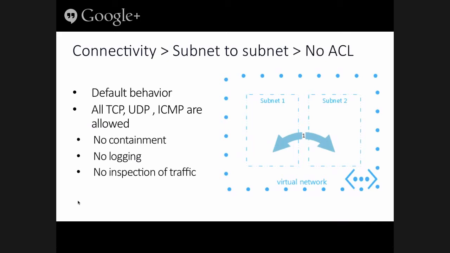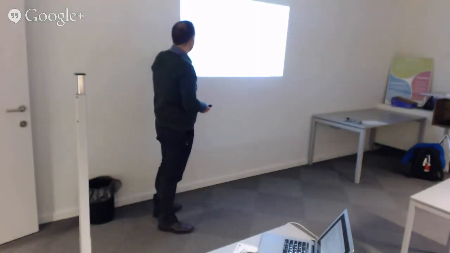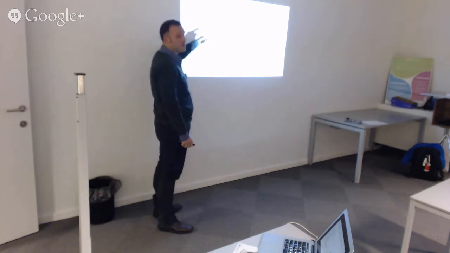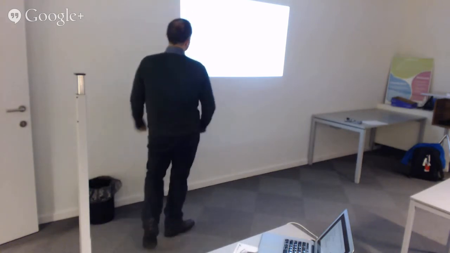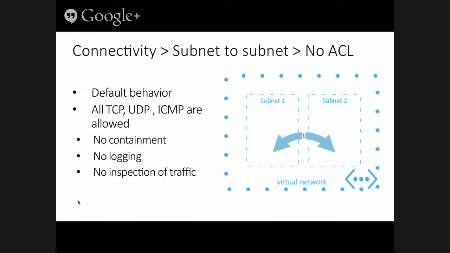Basically, the question then is, why would you put it in different subnets in the first place? But it's a default behavior. TCP, UDP, and ICMP are allowed, so you can ping between those hosts. That's already cool, but that's it. So there's no containment, no logging, so you don't know what is going on between your web server and your database, for example. It works. It's connected. Yay, it works. There's no inspection of the traffic. Okay, it will work. But security-wise and networking-wise, you might want to do a bit more.